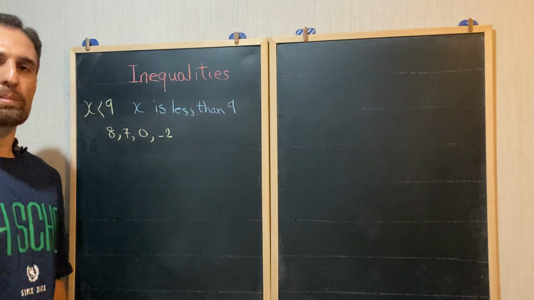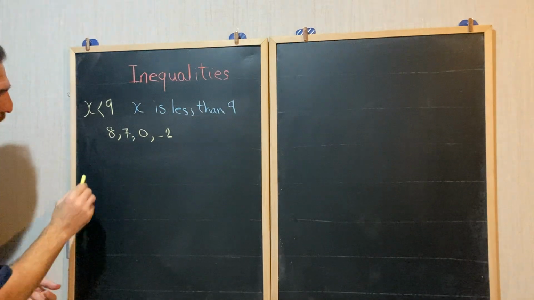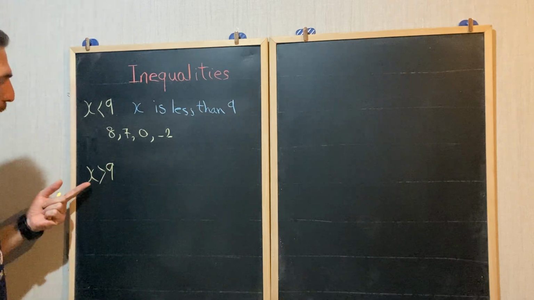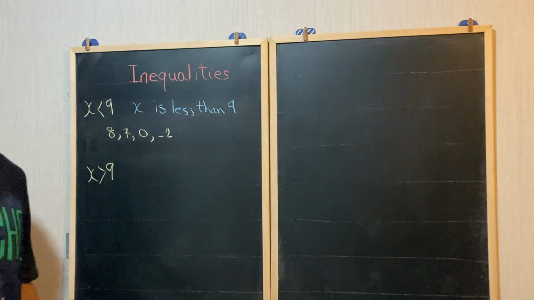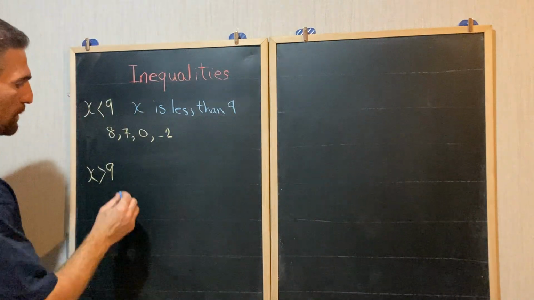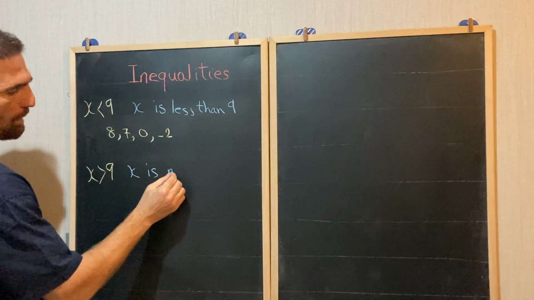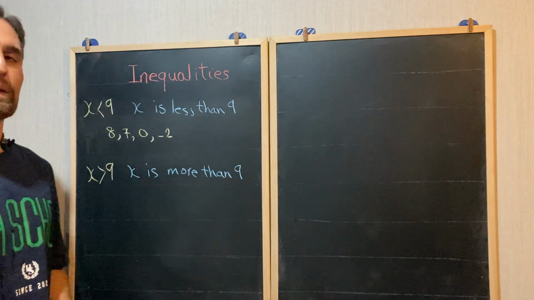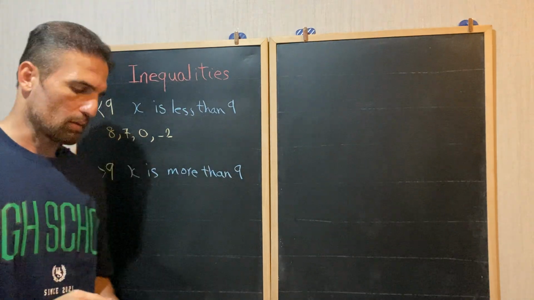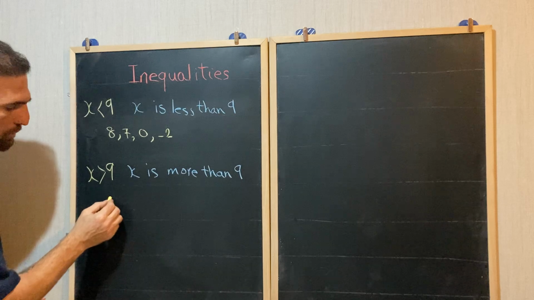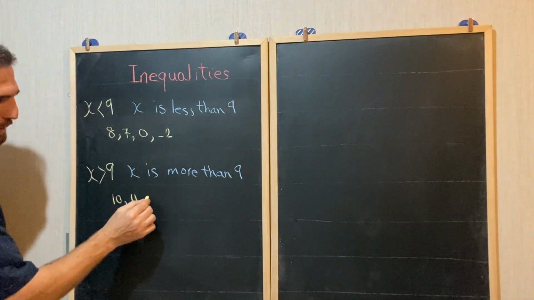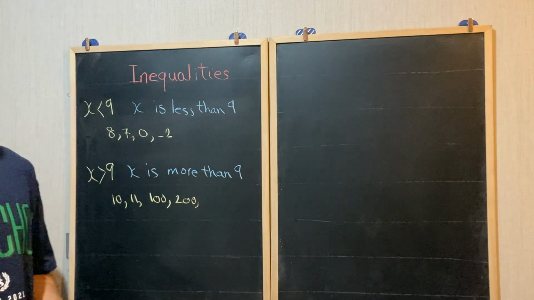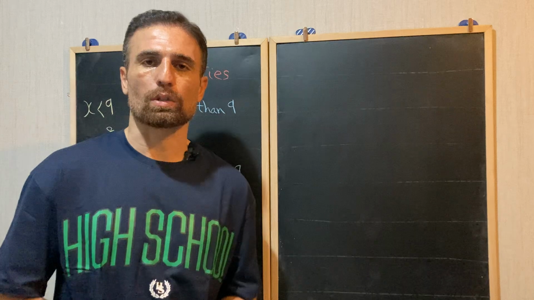What is the next symbol that we are going to talk about? I write here this expression. It means x is greater than 9, or x is more than 9. Any number that is greater than 9, like 10, 11, 100, 200, and so on.